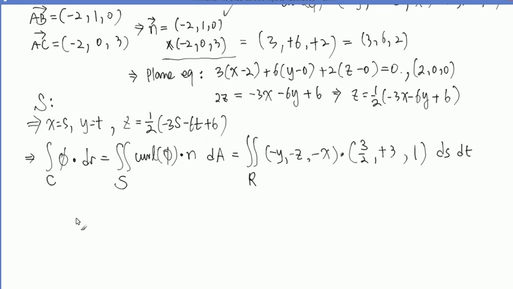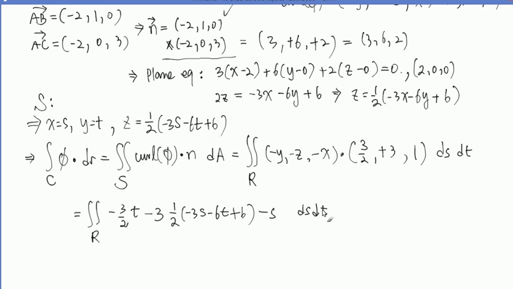So let's enter the complete ds dt version. This is R, that triangular region. What is negative y there? y here is t, right? Simply t. And negative 3, what is z? z is this version here, just 1/2 times negative 3s, negative 6t plus 6. Negative x here is negative, x is s, and that's ds dt. Fair enough?